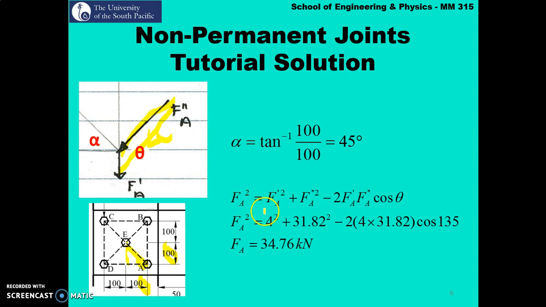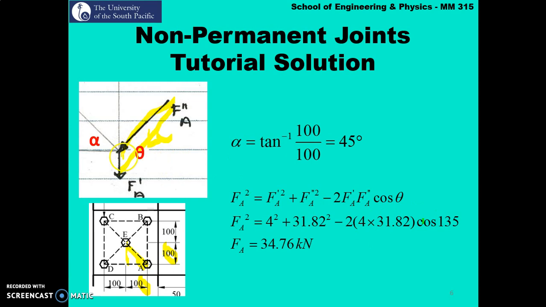So F_A squared is equal to F' squared plus F'' squared minus 2 F' F'' cos theta. So what happens is your primary shear was 4 kilonewton, your secondary shear was 31.82 kilonewton. So 4 squared plus 31.82 squared minus 2 into 4 times 31.82 kilonewton times cos theta.